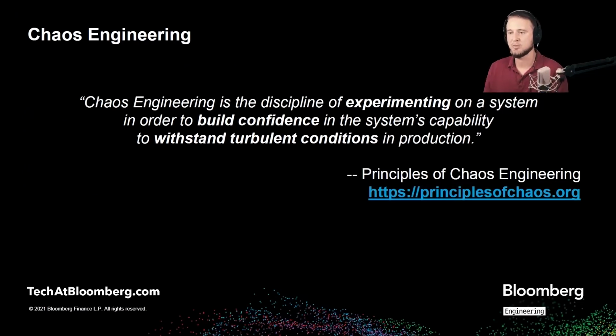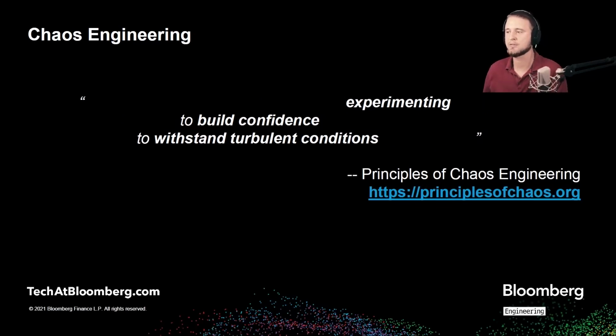So first, a deep breath. Chaos engineering is the discipline of experimenting on a system in order to build confidence in the system's capability to withstand turbulent conditions in production. So that's what I consider the canonical definition. You can find it at theprinciplesofchaos.org. This is from the Netflix gang. And it's not a bad definition. Not many big words, nothing to confuse you too much, but still a little bit of fluff. So let's make it even better.